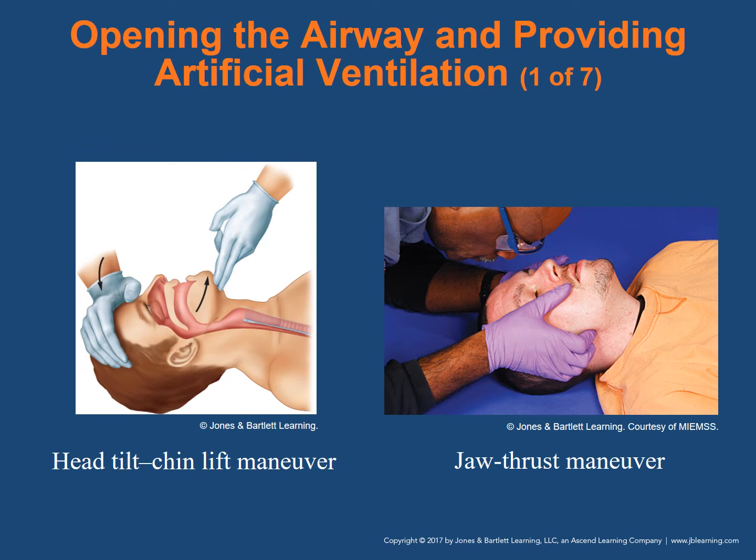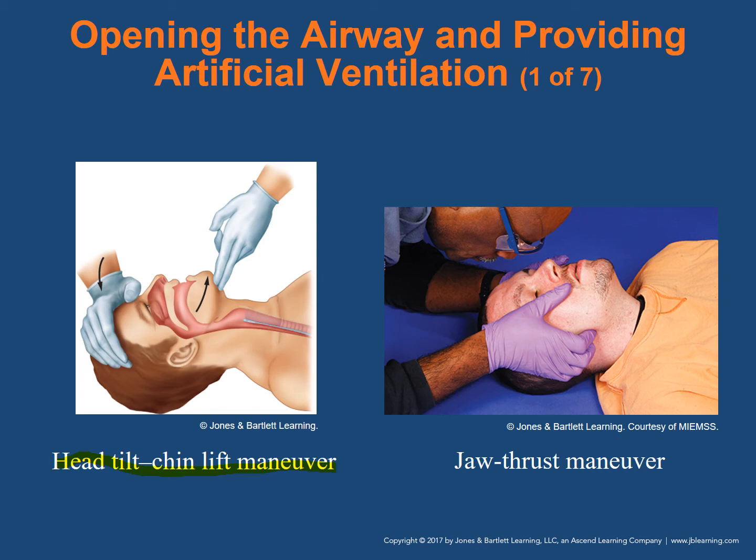Opening the airway and providing artificial ventilation. Here on the left-hand side you can see the head tilt chin lift maneuver. This is a maneuver that we use exactly as the name describes, where we're tilting the head backwards and using 2 fingers underneath the patient's mandible to lift the chin. What that does to open the airway is it takes the tongue, which is the most common cause of airway obstruction in adults, off of the back of the oropharynx and relieves any obstruction by the tongue, facilitating a good open airway.